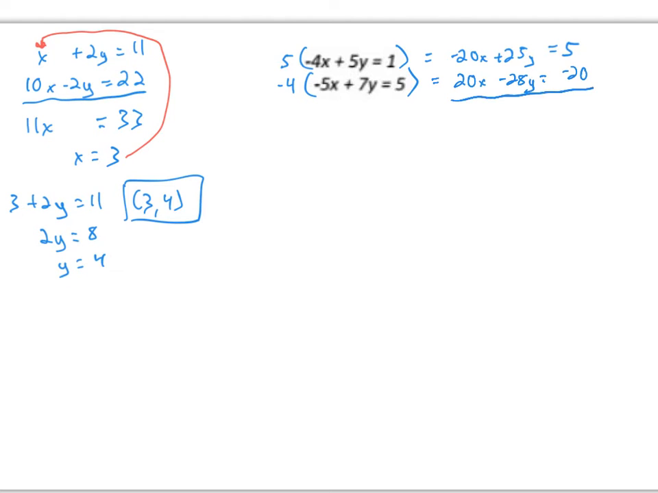And then while we add pretty quickly, we get negative 3y is equal to negative 15. The x terms are knocked out, just like we planned. And then y is going to be 5.